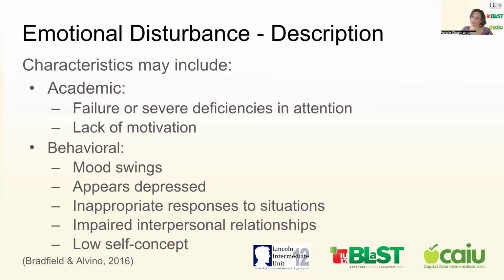Behaviorally, it can look very different from student to student, just like all of our disability categories. But commonly, things you might see, mood swings. They may appear depressed. They may often have inappropriate responses to different situations that occur at school. Impaired interpersonal relationships that can be adult to student or student to student. And these students also have a very low self-concept about how they feel about themselves.